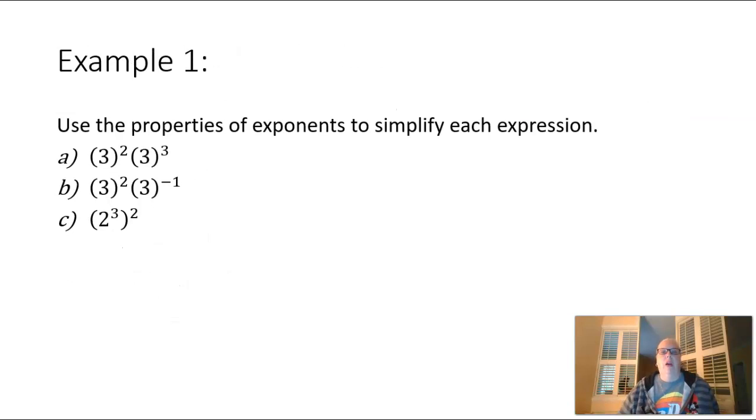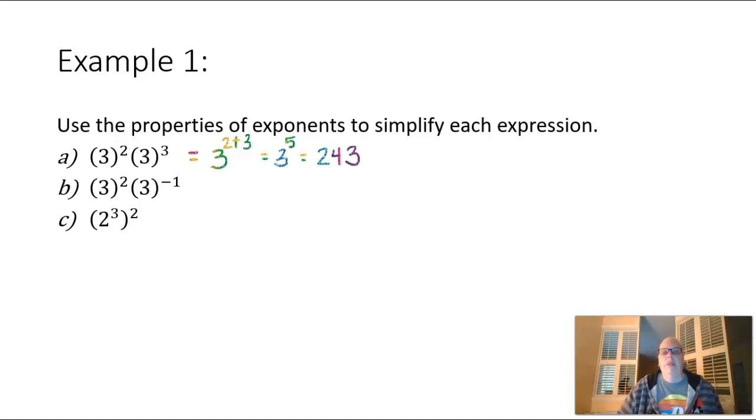Okay. Alright, so example 1, we're going to use the properties of exponents to simplify each expression. In part A, we have 3 to the second power times 3 to the third power. Alright, if we use our properties, I have a base times a base, and they're the same, and I am supposed to add those exponents together. So 3 to the power of 2 plus 3, this is 3 to the fifth, and if we put that in our handy dandy calculator, it should give us 243.